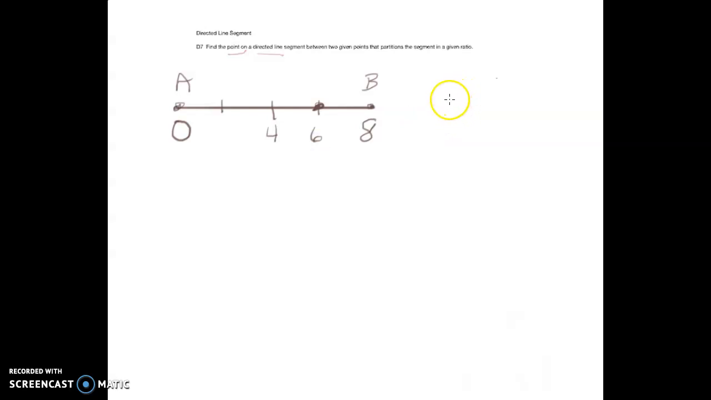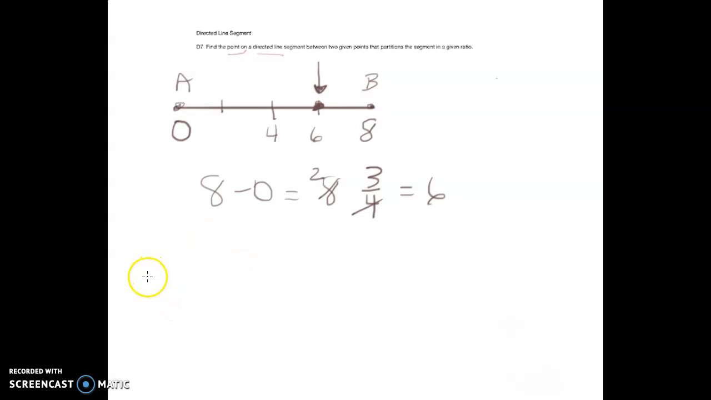So 6. Now, how could I do that using numbers? Well, I could take the whole length, which is 8 minus 0. Well, that's 8. And then do 3/4 of that. What's 3/4 of that length? Well, basic multiplying fractions, that's 6. So that length is 6. We got to add the 6 to the beginning, the 0, and I get right here. Okay, that should be pretty straightforward. Okay, don't make more of this than it really is.